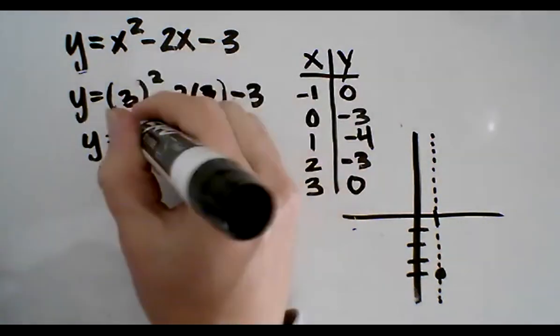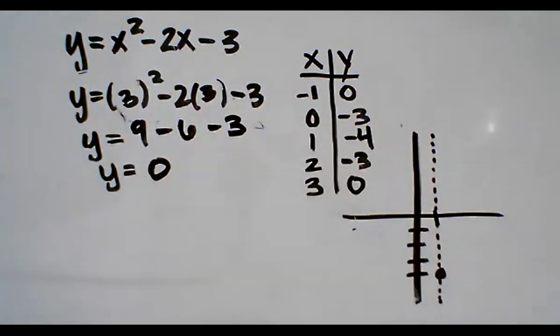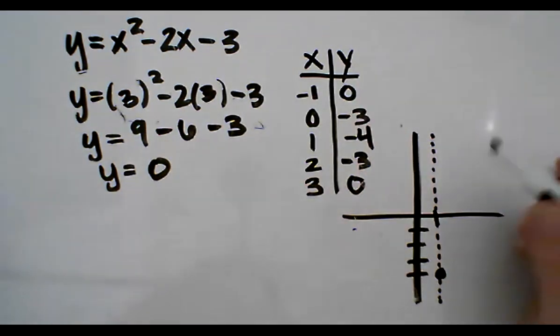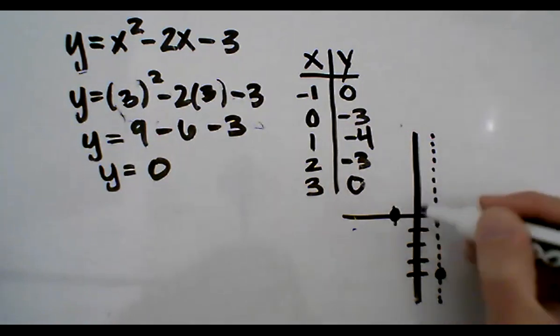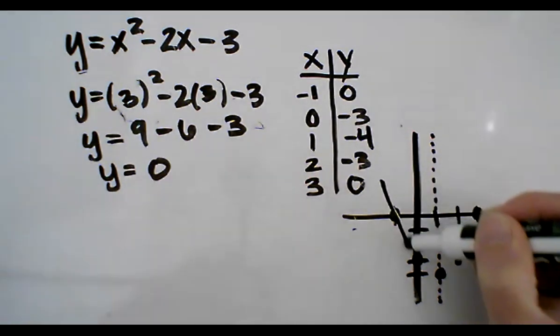So 9 minus 6 minus 3 is 0. So this would make sense that these 2 points match, these 2 points match, and there's our vertex. So if we were to plot this, well, now I'm at -1, 0, 0, -3, 2, -3, and 3, 0. Now my graph looks like a parabola.